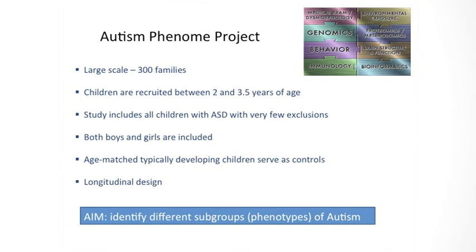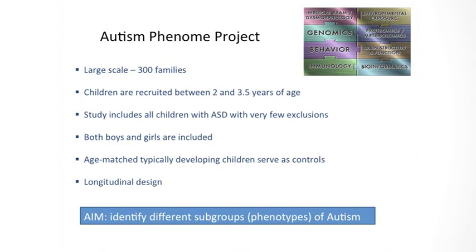Children are recruited between the ages of 2 and 3.5 years. We wanted to get children as early as possible after clinical diagnosis. One of the reasons for that is because we didn't want children to be on a lot of medications or to have had a lot of intervention already coming into the study.